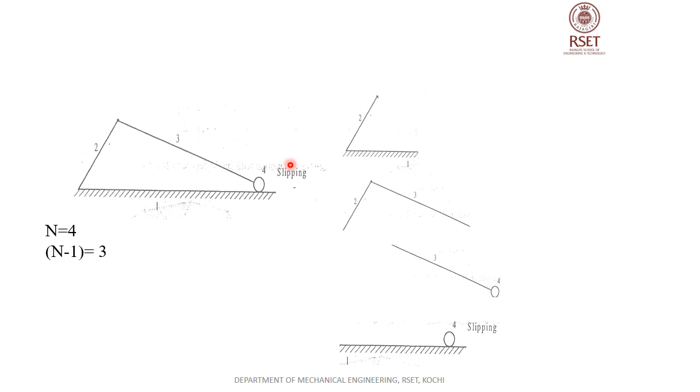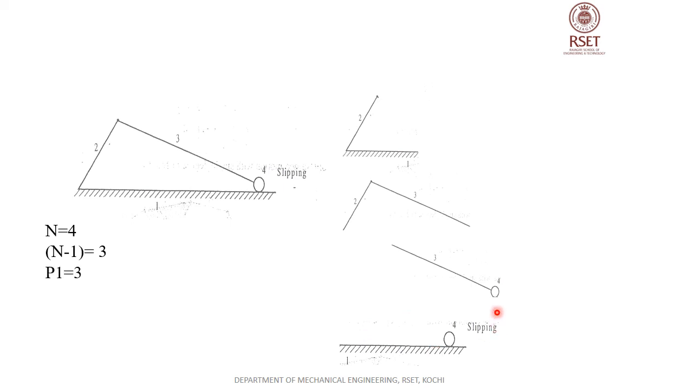So that pair has 2 degrees of freedom. That is, the roller 4 has both rolling motion, that is rotation motion, and also a translation when slipping happens. So 4 and 1 is considered as a kinematic pair with 2 degrees of freedom. That is, it has slipping and also rolling. So out of these 4 kinematic pairs, 3 of them have 1 degree of freedom, and the last one, 1 and 4, has the 2 degrees of freedom.